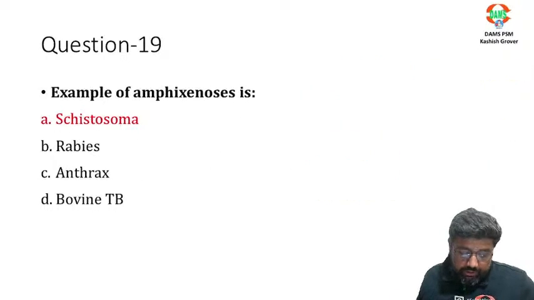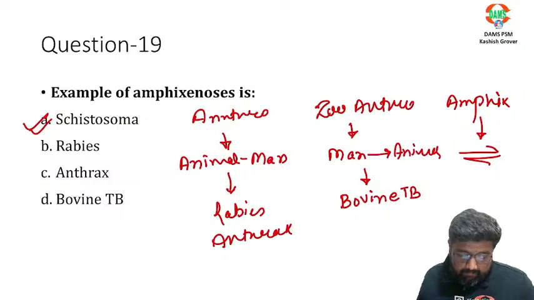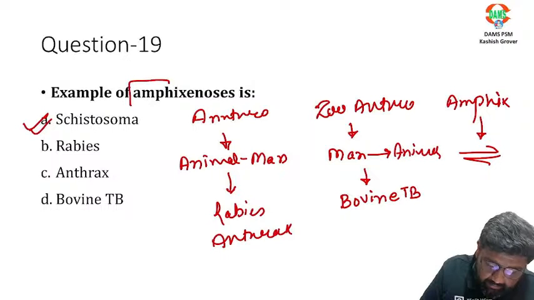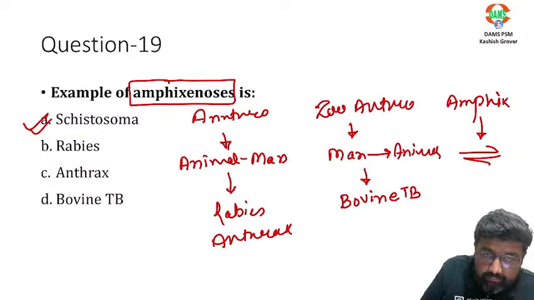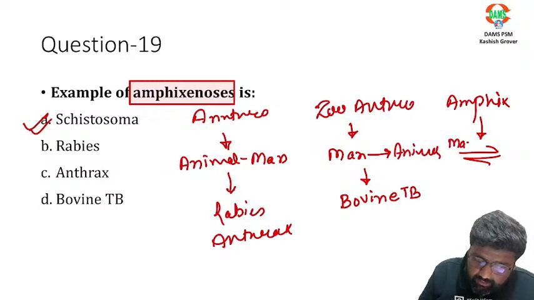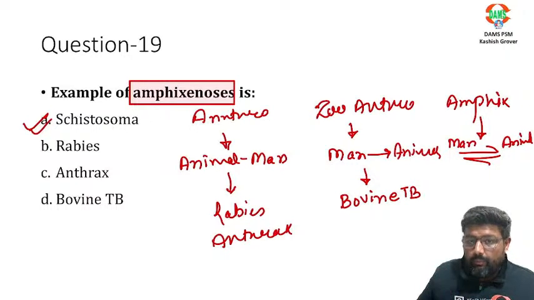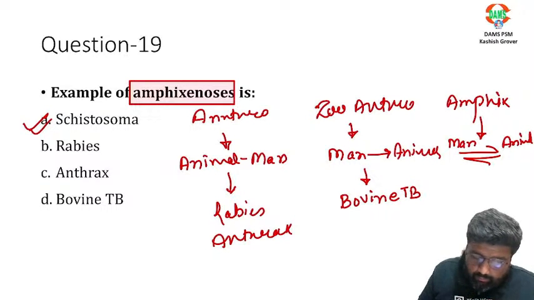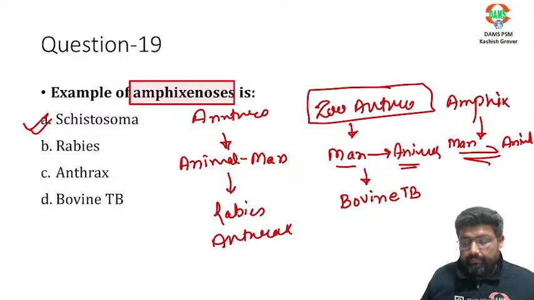Okay, Ankit, what is the doubt here, beta? They have directly asked, what is emphysimosis? Emphysimosis means the disease which man can give to animal, and also animal can give back to man, right? Like bovine TB, man is giving to animal. Zooanthropnosis, right?